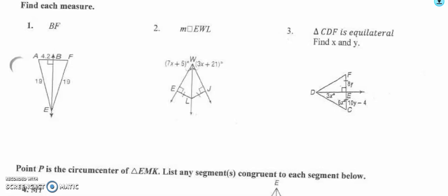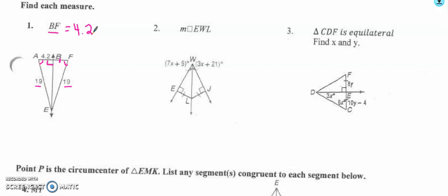I'm going to pick and choose a couple here. The first one says find BF. So the first thing we want to look at on BF, I noticed that this is 19 and this is 19. So that's an isosceles triangle. This is perpendicular here. These triangles have to be congruent because we just learned that when you have isosceles, these angles are congruent, which means this is a perpendicular bisector right here. So BF has to be 4.2.